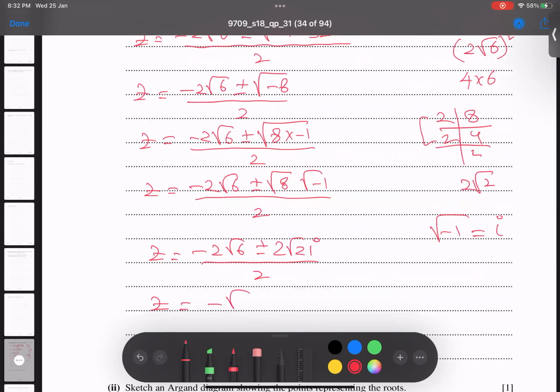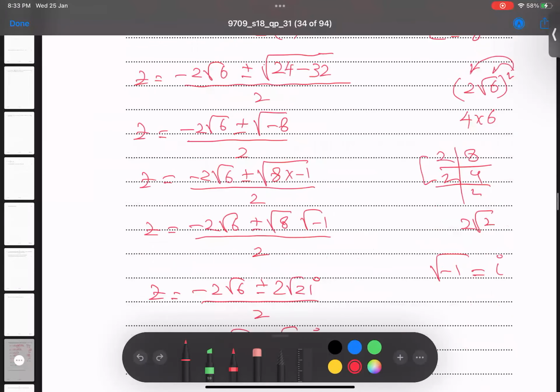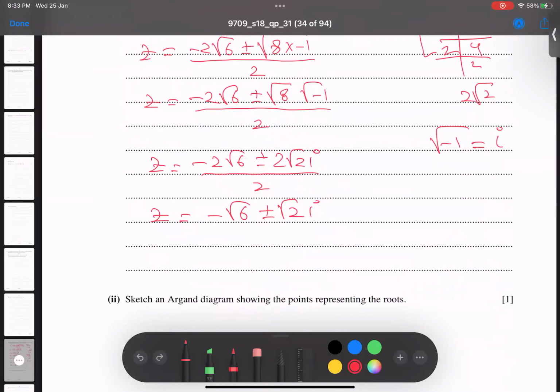This 2 is common from the top and cancels with the denominator. So minus root 6 plus and minus root 2 iota, and this is what he was asking us, x plus iota y, and the real answer you have to give. I hope you got the point very clearly. Up till here, no confusion at all. Let's go to the next part.